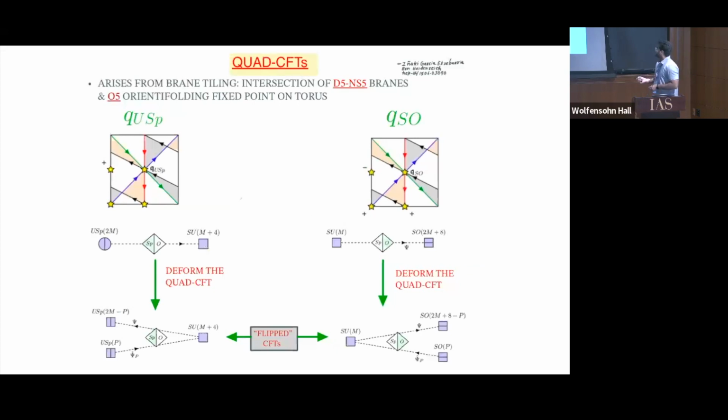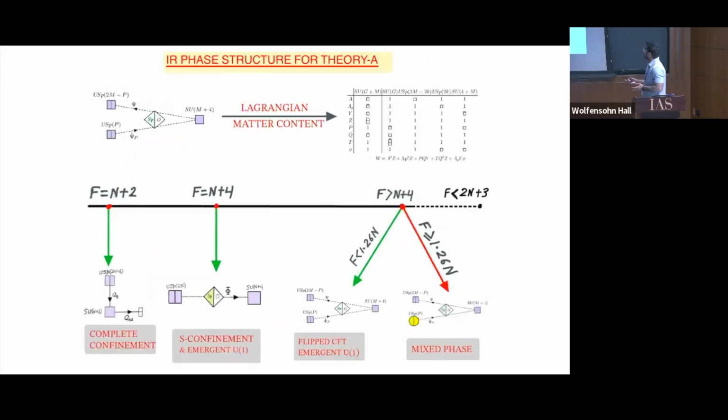Quiver CFTs are extracted from brane tilings, which are actually intersections of D5 and NS5 branes and an O5 orientifold fixed point. These are 4 NS5 branes crossing, that's why it's called quad. If you extract them, there are two kinds of quiver CFTs. One is called the QUSP quiver CFT, the other is QSO, and they have different global symmetry groups. You can further generalize them by deforming their symmetries. You can break them into subgroups, and these are called flipped CFTs, and they will help us understand the IR phase structure of these theories.